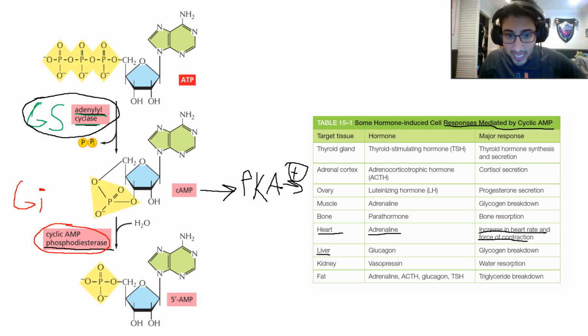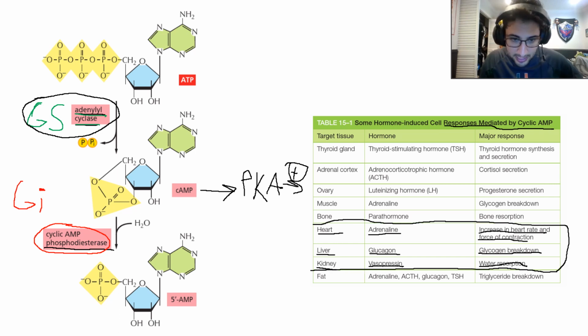I want you to know that glucagon acts on the liver to promote glycogen breakdown, because glucagon wants to make more sugar available in the blood. And vasopressin is going to act on the kidney to promote water resorption. Vasopressin is released when the body detects not enough water in the blood, and it's going to cause water resorption. Those are three examples that you probably should be familiar with.